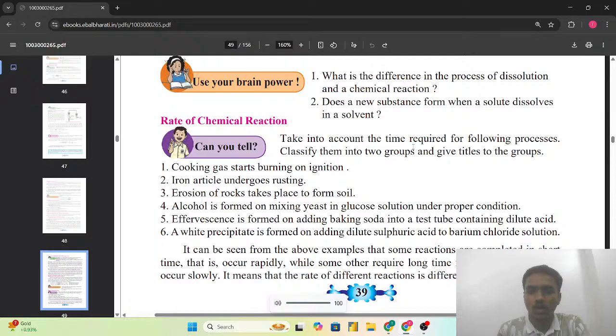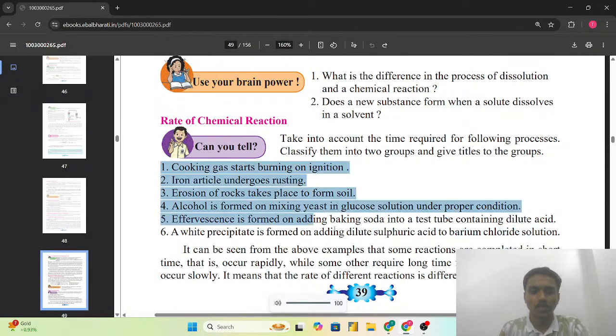Rate of chemical reaction. Take into account the time required for the following processes. Classify them into groups and give titles. Cooking gas starts burning on ignition. Iron article undergoes rusting. Erosion of rocks takes place to form soil. Alcohol is formed on mixing yeast in glucose solution under proper conditions. Effervescence is formed on adding baking soda into a test tube containing dilute acid. A white precipitate is formed on adding dilute sulfuric acid to barium chloride solution.